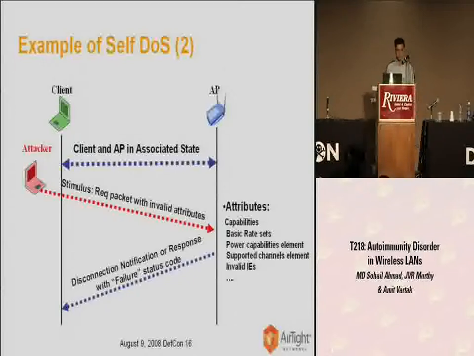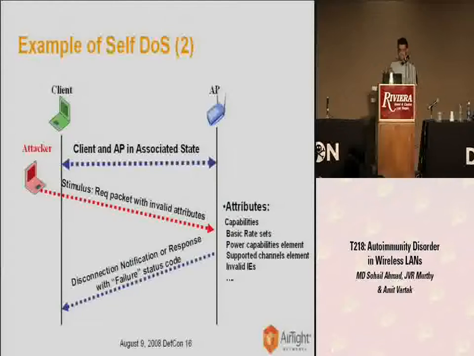When that packet is actually received by the access point, it finds that a client which was actually associated is sending a fresh request packet with invalid attributes, attributes which do not match the attributes of the network or access point. So the access point sends a response message saying that it is going to tear down this association because the attributes are not matching, and the connection breaks.